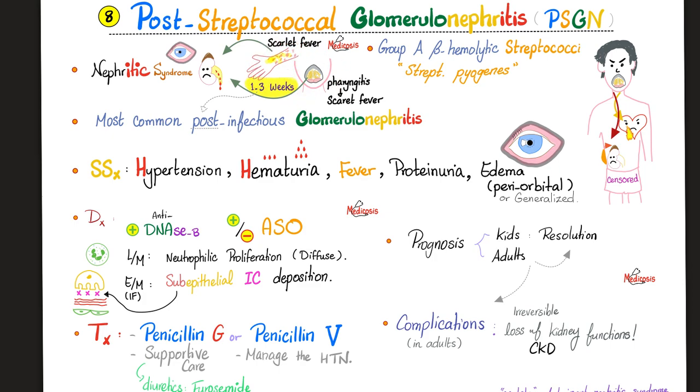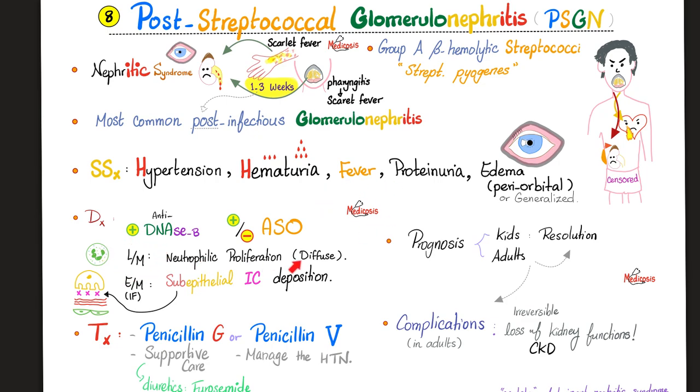Because cholesterol in the skin destroys ASO. That's why if I had skin infection before the nephritic syndrome, ASO will be negative. But if I had pharyngitis before the nephritic syndrome, ASO will be positive. Something that your woke professor will never tell you.